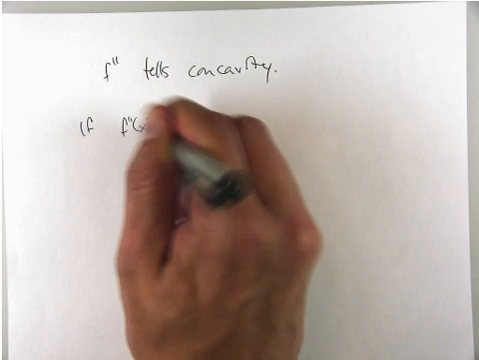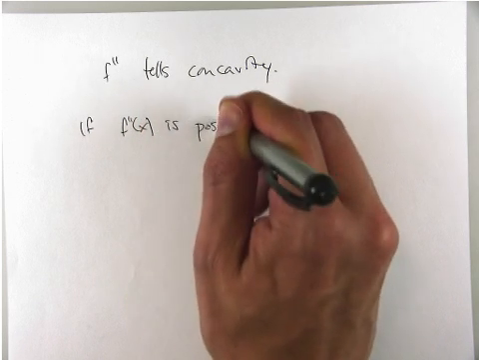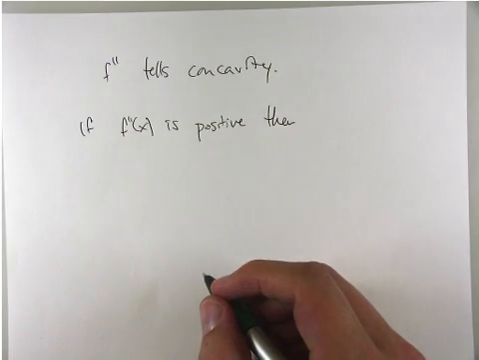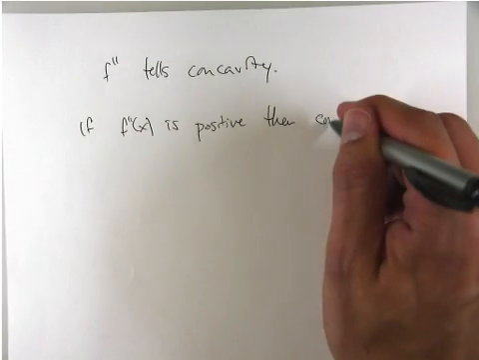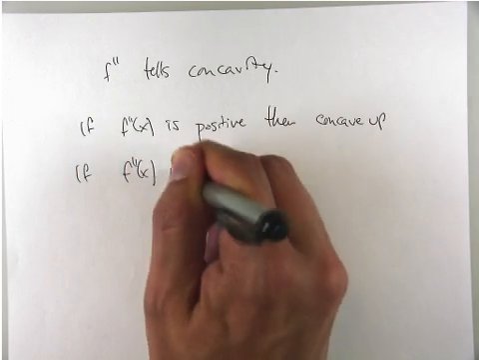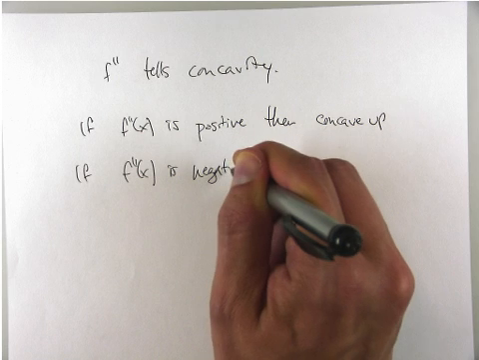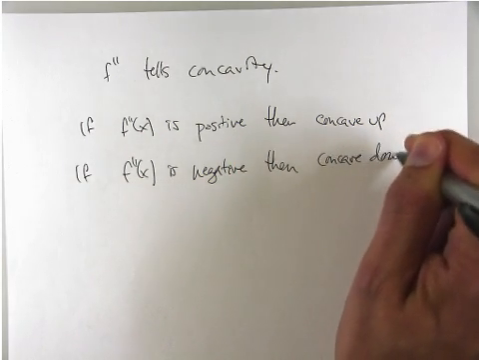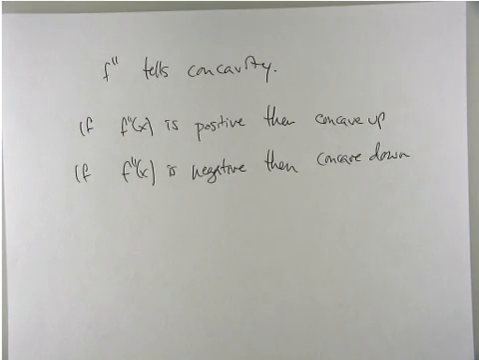If f double prime of x is positive, then what? Concave up. And if f double prime of x is negative, then concave down. Okay. So again, we're interested in when is this function positive, when is this function negative, just the same as we were with f prime.